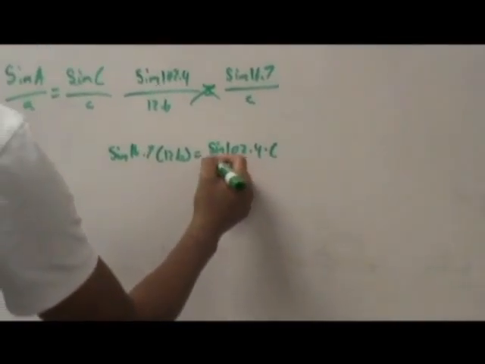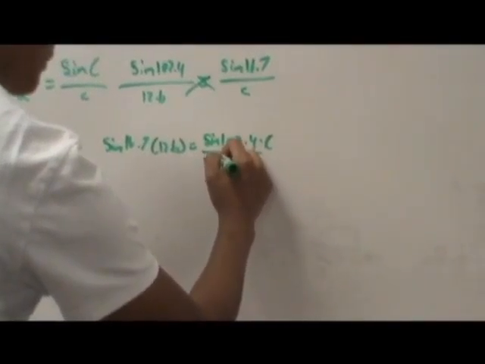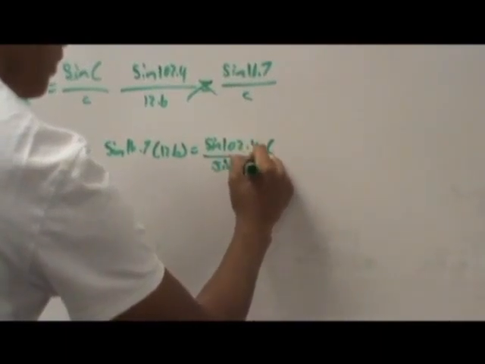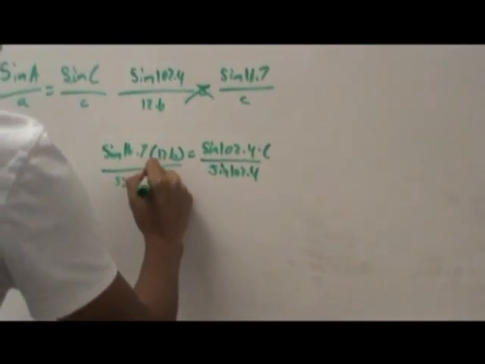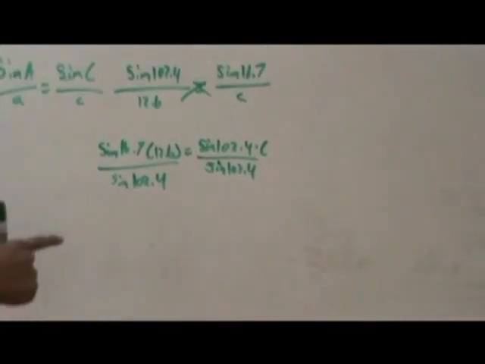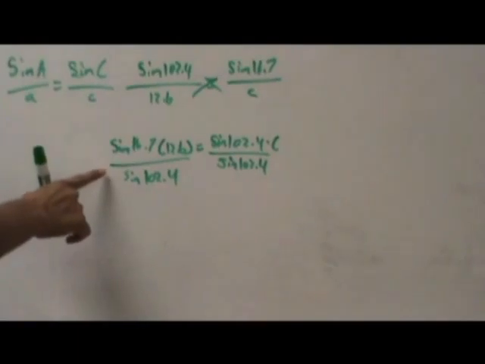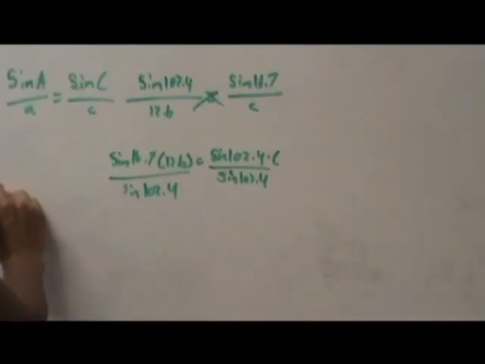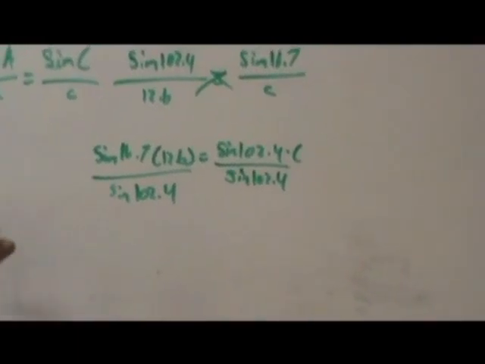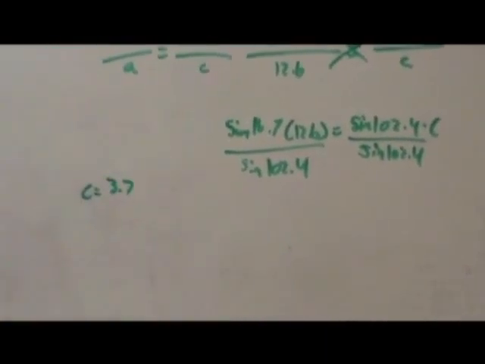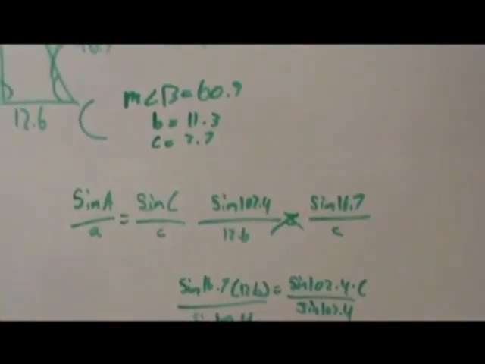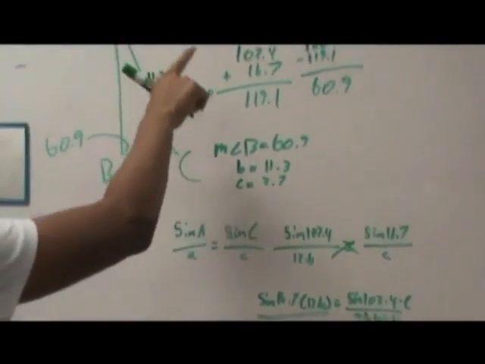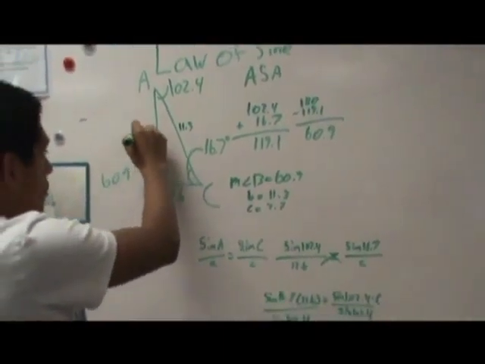Next, you divide sine of 102.4 to both sides. And you plug this into a calculator. And once you plug this into a calculator, side C will be 3.7. So now we found every side and every angle.